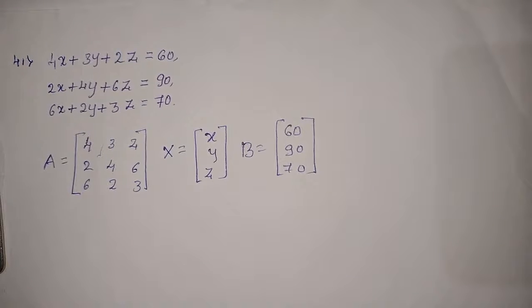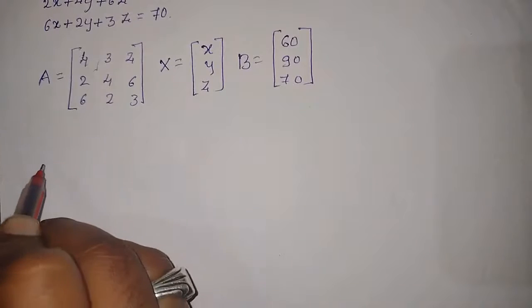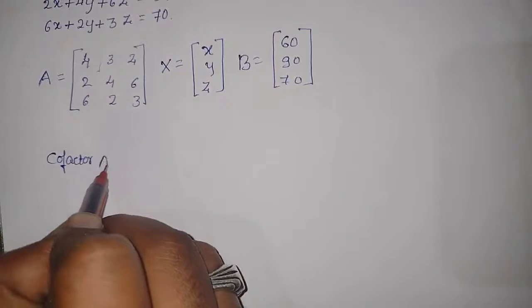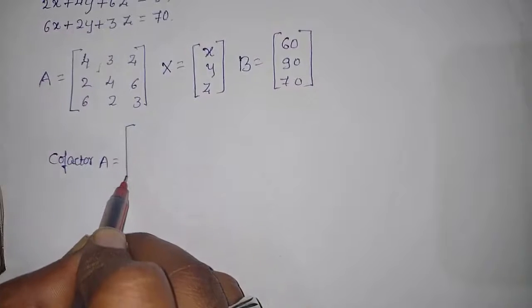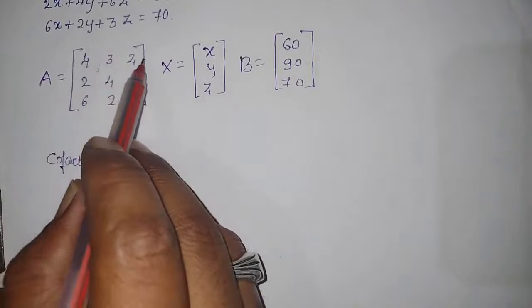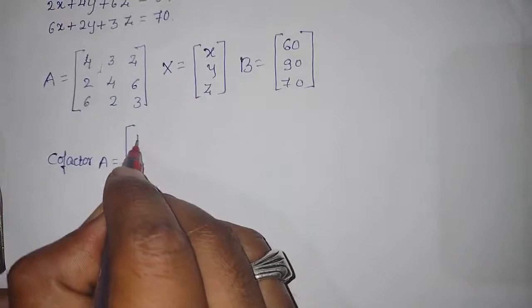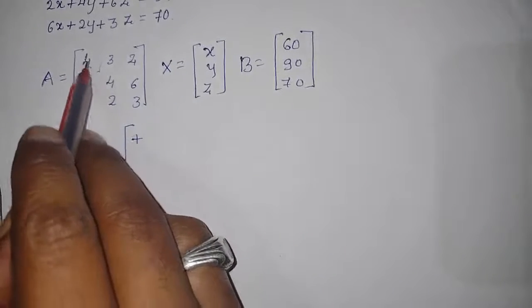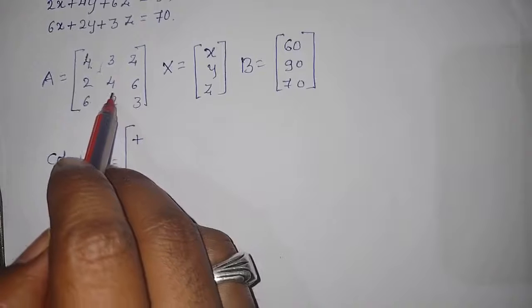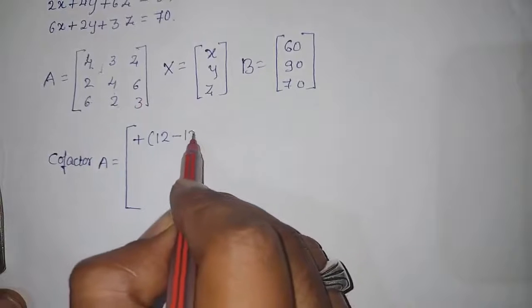What is the first step? First we have to find the cofactor of the matrix A. How do we find the cofactor of A? In the first row the signs are plus, minus, plus, alternately changing. Taking the first element, the sign is plus. Corresponding row and column are deleted. Next we get 4, 6, 2, 3. Multiplying, 4 threes are 12 minus 6 twos are 12.